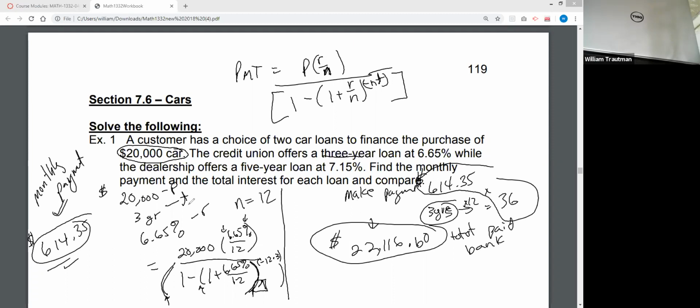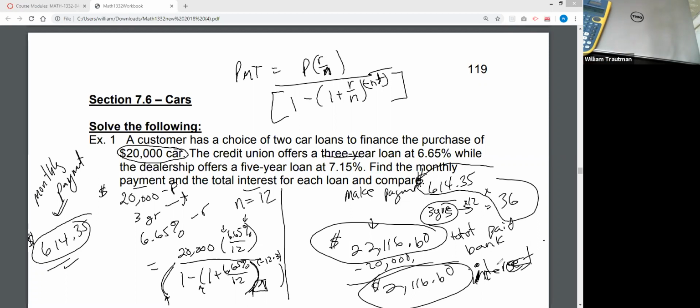It says find the monthly payment. We did that, and then find the interest. So you subtract the loan amount. The loan amount was $20,000. You get $2,116.60 as your interest. This is how much you had to pay to borrow their money. You have to pay them to borrow money. That's their interest. So in order to borrow $20,000, you had to pay $22,000 back, which is not too bad.